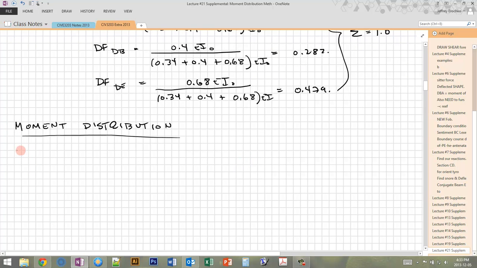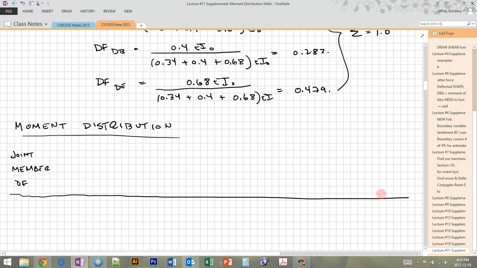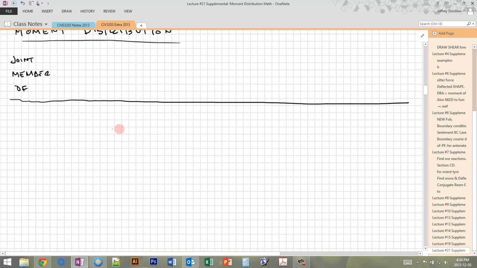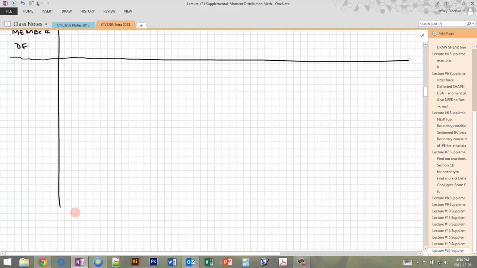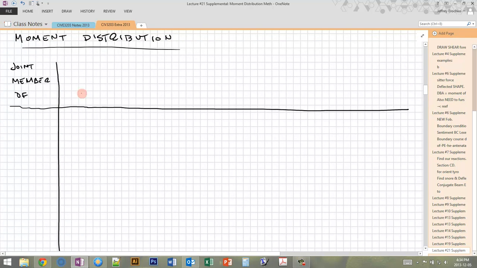So the first thing that you're going to do is have your titles on top of your table. Oops, this is supposed to be member. Okay, so we have joints, we have members, and we have distribution factors. And these are the headings for our table. And I'm going to draw the vertical like this, and we'll extend those as needed.